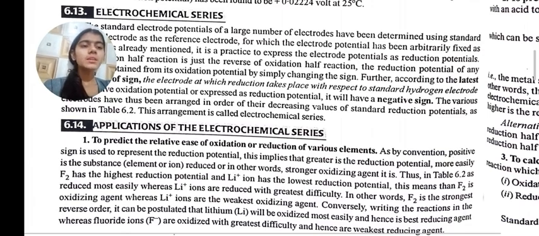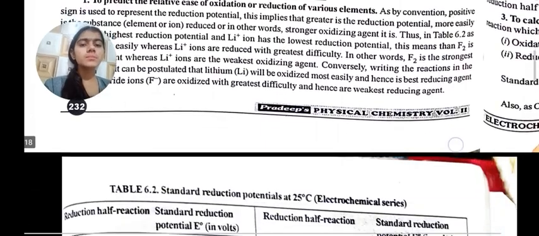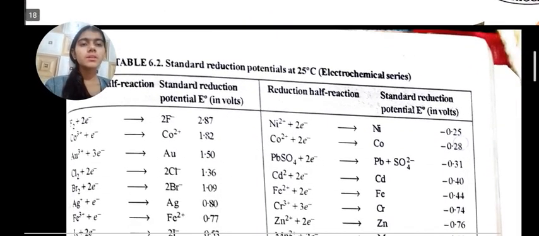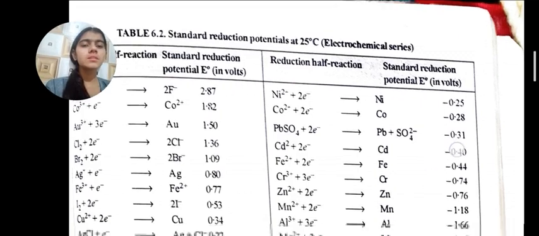Conversely, writing the reactions in the reverse order, it can be postulated that lithium will be oxidized most easily and hence is the best reducing agent, whereas fluoride negative ions are oxidized with greatest difficulty and hence are the weakest reducing agent. Here is the electrochemical series in which we can see the reduction potentials and oxidation potentials of different ions.